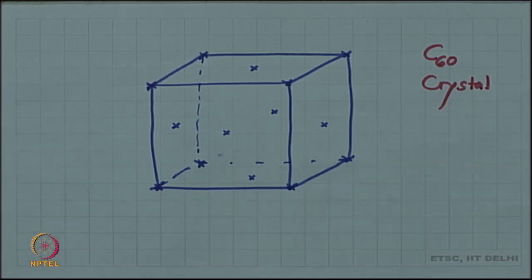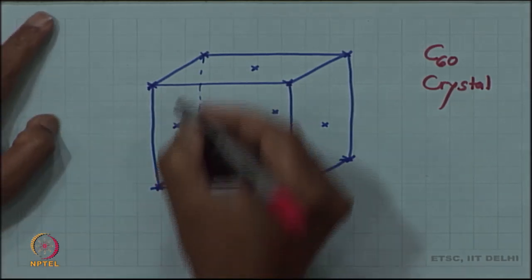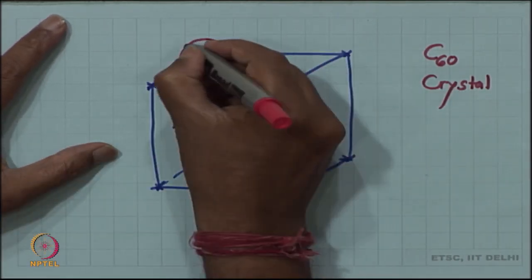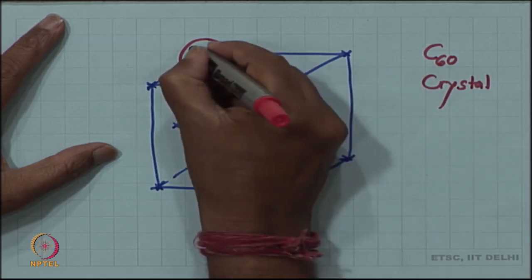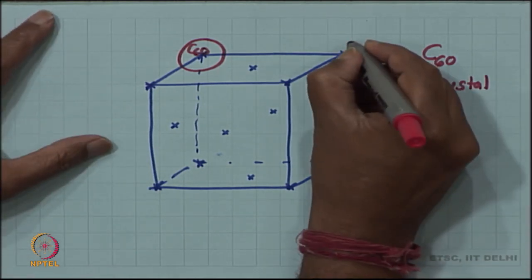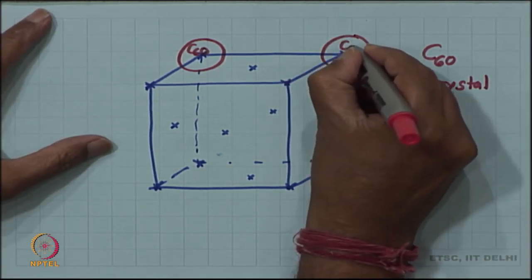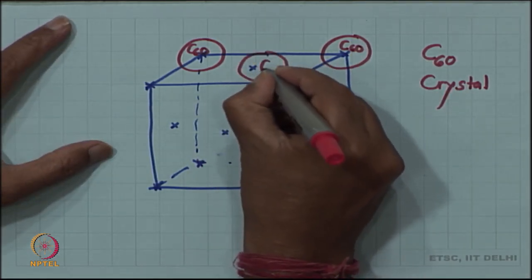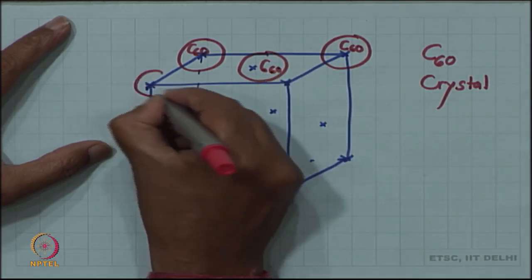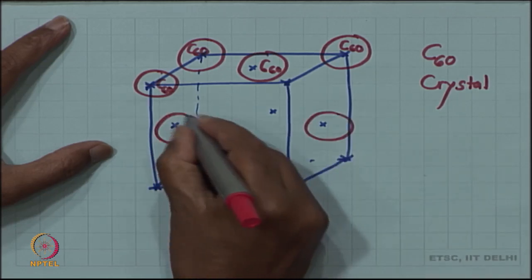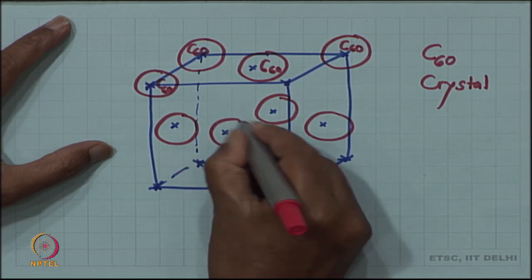If I now think in terms of the C60 solid or a C60 crystal, I place the C60 molecule, the truncated icosahedron molecule, at each of the lattice points. Now, I will have difficulty drawing the C60 molecule exactly, as you can understand. So, I just draw a sphere and write C60 inside that to represent that it is not a single atom, but a 60 atom molecule.